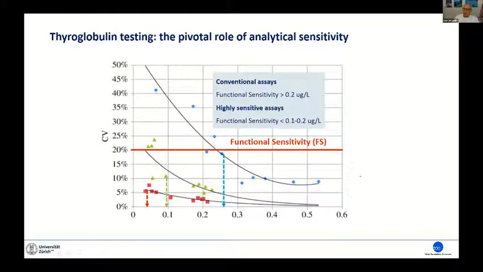However, when we select the thyroglobulin method, it is important to note that from the clinical point of view, the most relevant parameter is analytical sensitivity.